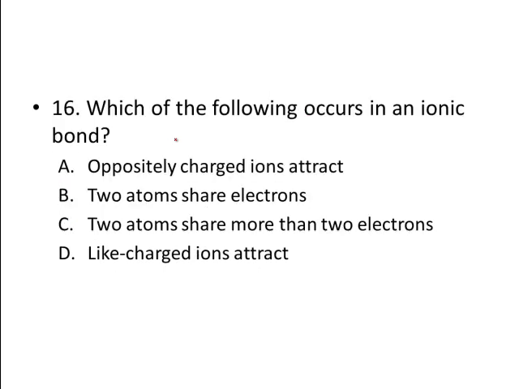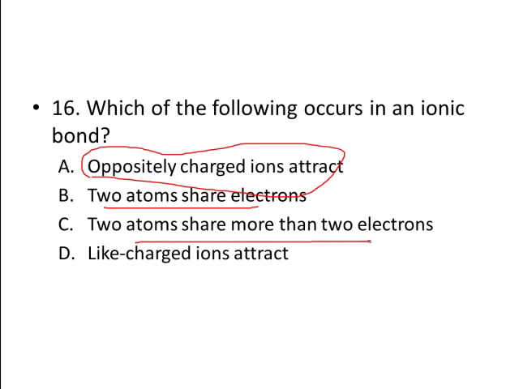Number 16, which of the following occurs in ionic bond? Pure definitional. Ionic bond has a lot of stuff going for it. Definition-wise, it is two opposites that attract, kind of like life in general. Two atoms that share electrons is obviously going to be covalent bonds. Two atoms share more than 2 electrons, that's more sharing, which is more covalent bonds.